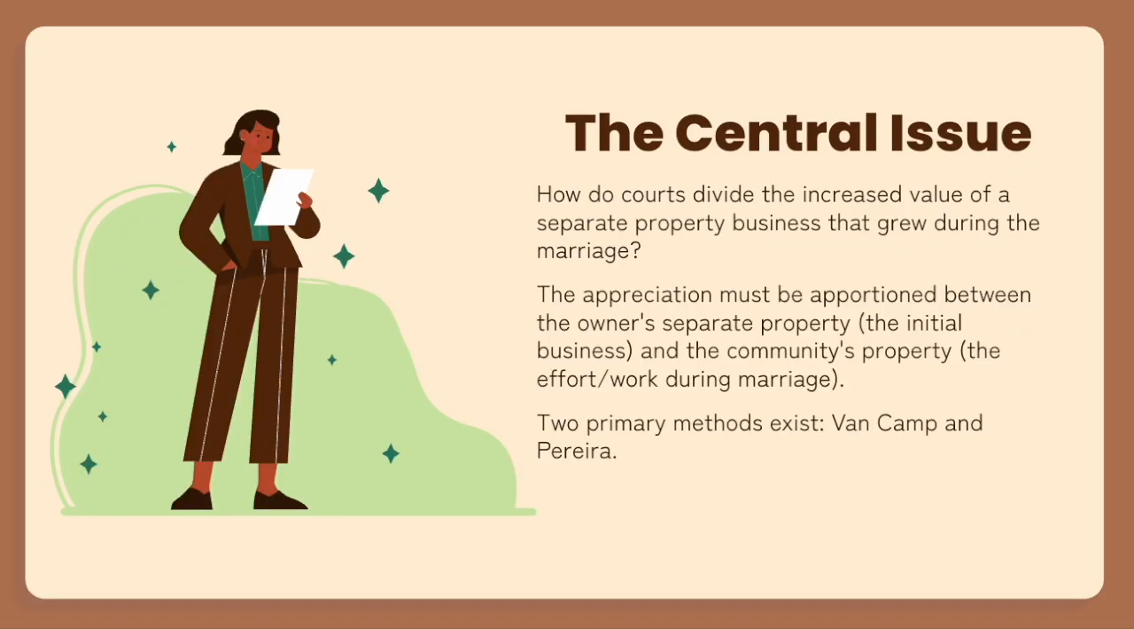The central issue addressed by this article is what happens when a business owned by one spouse before marriage increases in value during the marriage. The law requires that this growth be divided between the original separate property and the community property efforts that contributed to it. The two main legal formulas for this apportionment are called the Van Camp and Pereira methods.